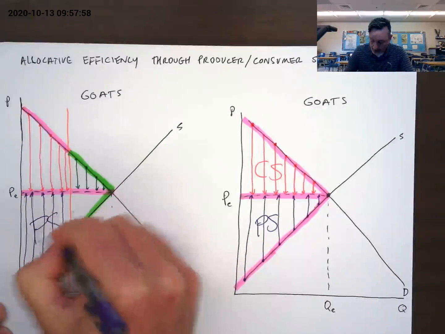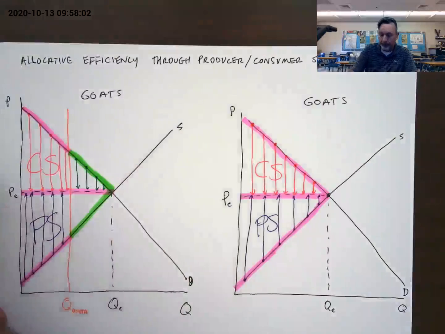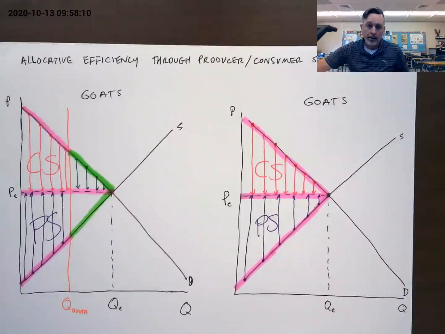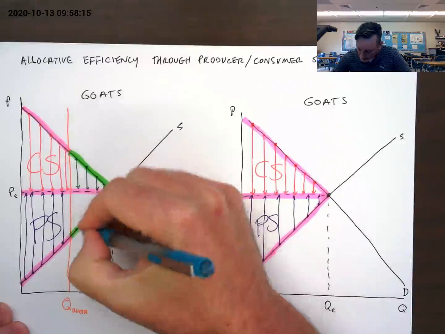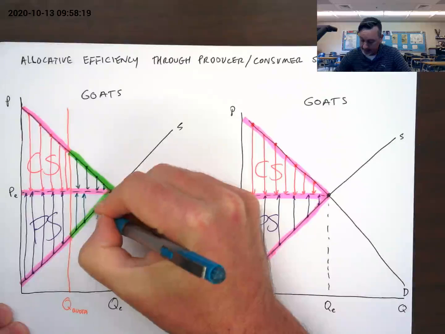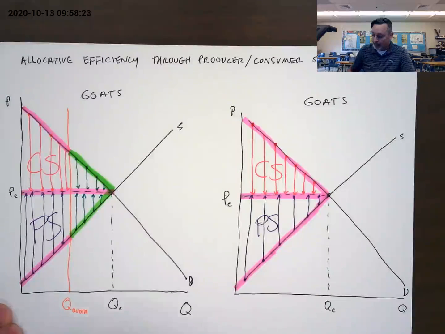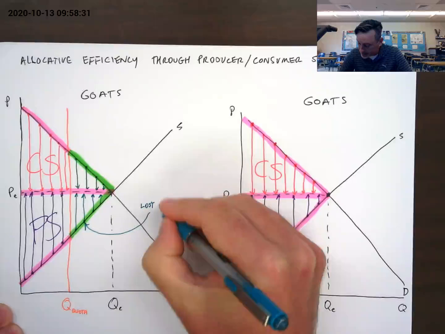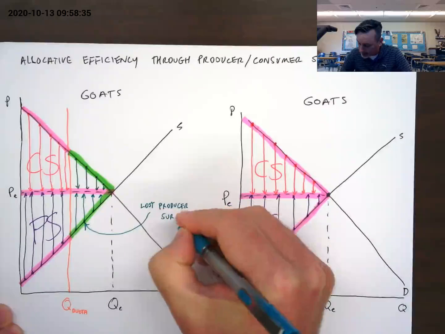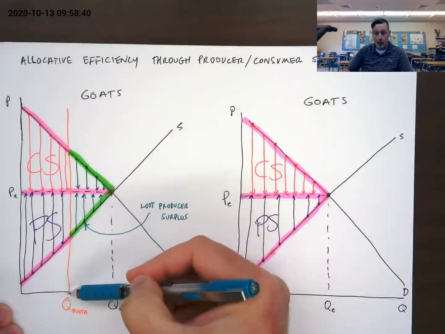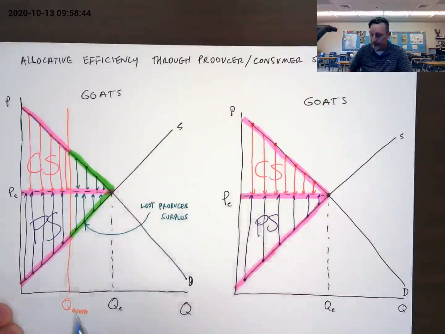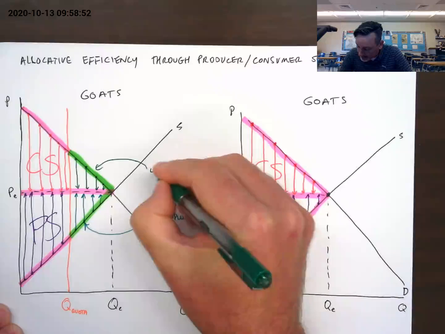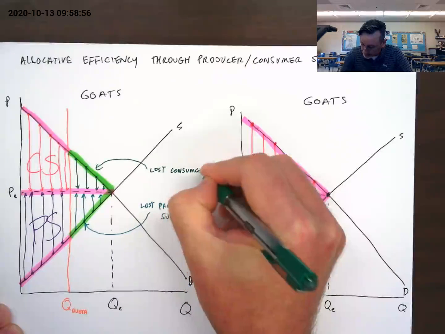So this amounts to our producer surplus. This amounts to our consumer surplus, just like before. But just like on the consumer side, we have a series of producers who would love to participate in this marketplace. They would love to gain this surplus that I'm highlighting right now, but they cannot. And so what we find is that this right here becomes an area of lost producer surplus. That control by a government agency creates an area of lost producer surplus. That control by the government also creates an area of lost consumer surplus.